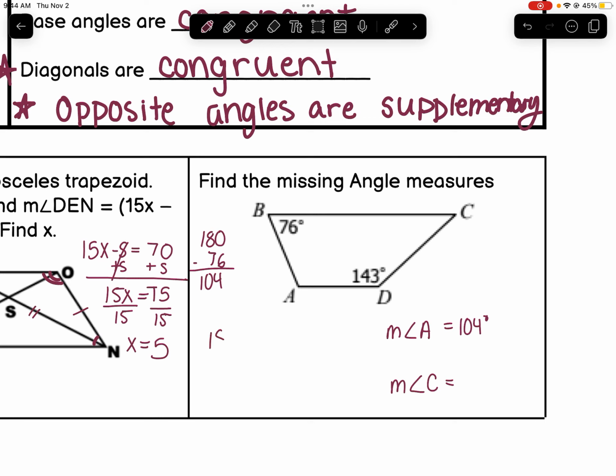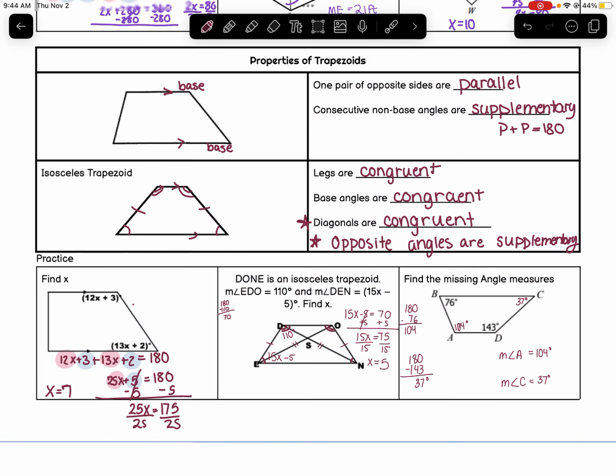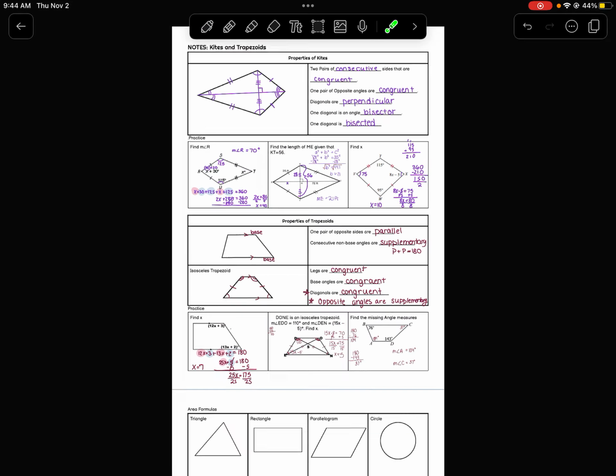And to find the measure of angle C, all we have to do is 180 minus 143. And we get 37 degrees. So this is 104, and this is 37 degrees. And so those are our important properties of a trapezoid.